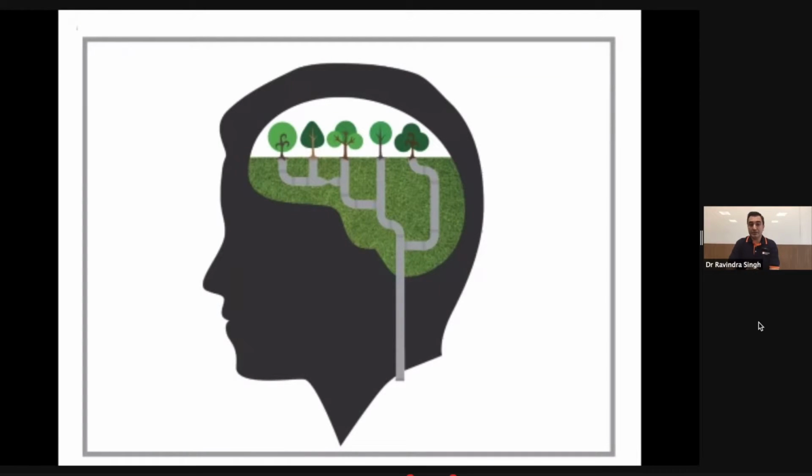Now, this is an analogy of how water is important to trees or plants. The same way, blood supply is important to the different lobes of the brain. You can see if a clot disrupts the supply to the plants, they will dry and die. The same goes with the brain.